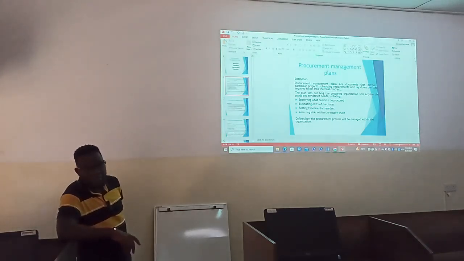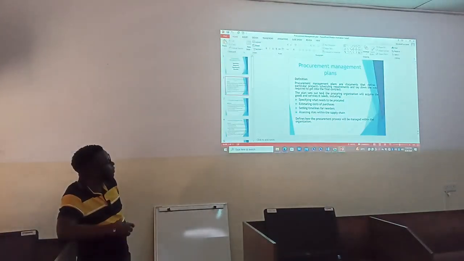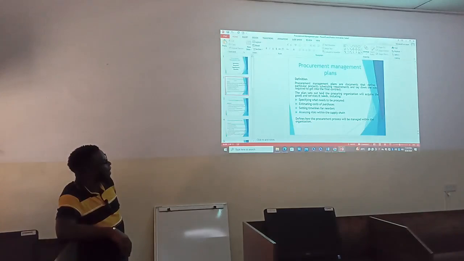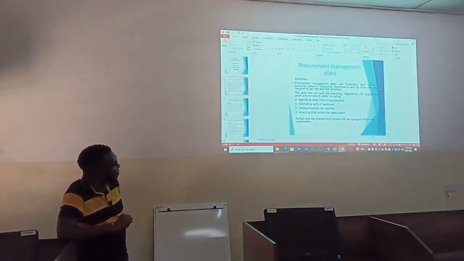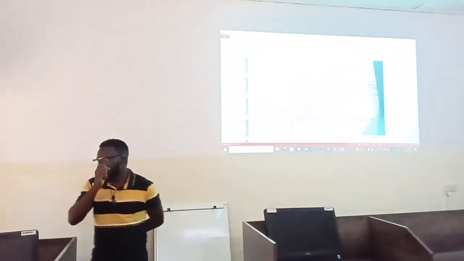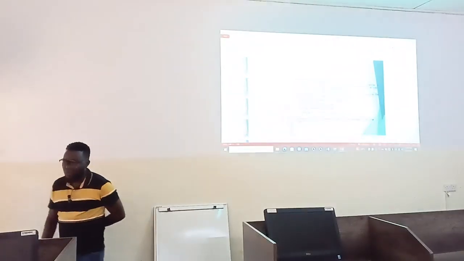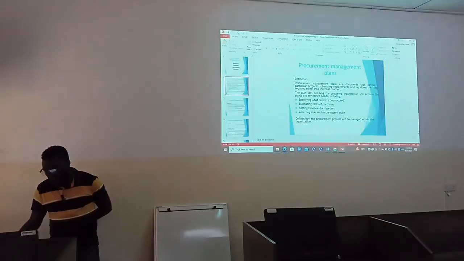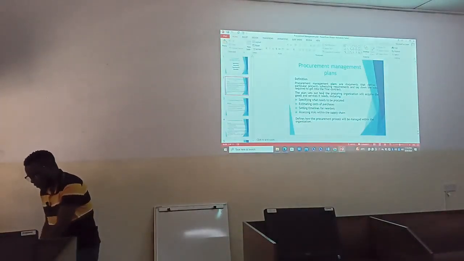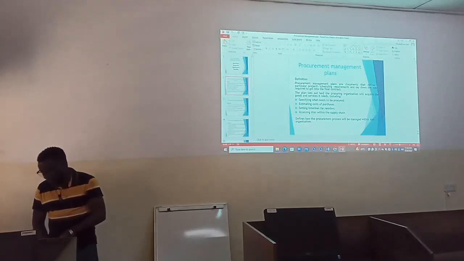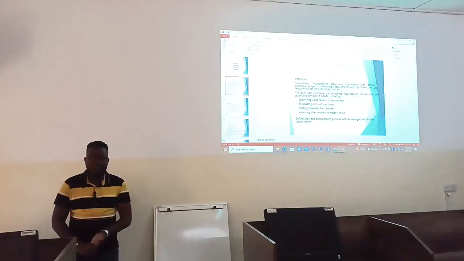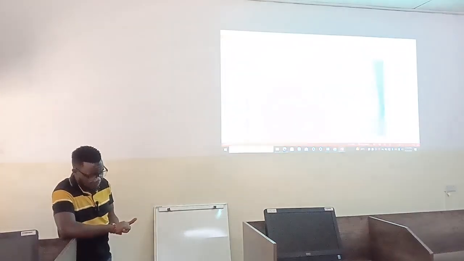So now, that plan that is there may include specifying exactly what needs to be procured, and probably estimating the costs of purchases, setting the timelines, and of course, assessing the risks within the supply chain. So in other words, this document defines how the procurement process will be managed within the organization. It is answering the question, how is your procurement process going to be done or handled. That's about that document. Maybe that's how we can define it in simpler terms.